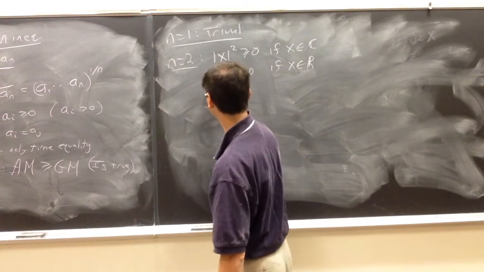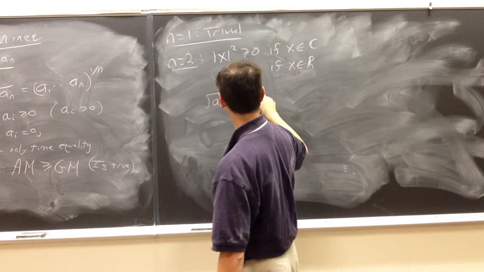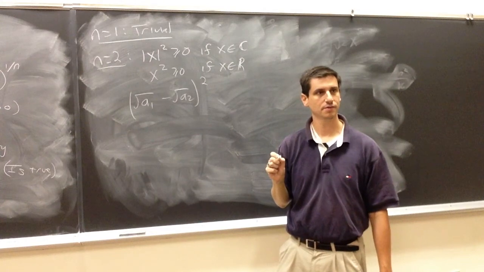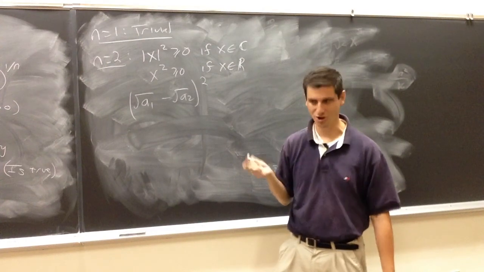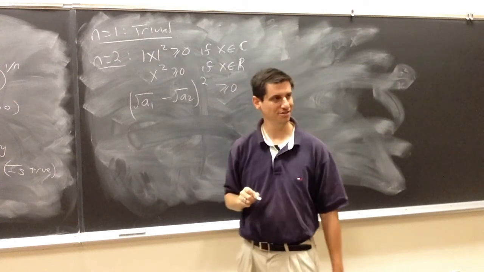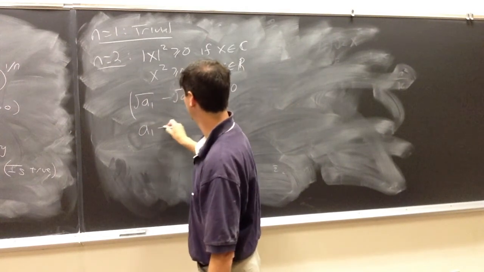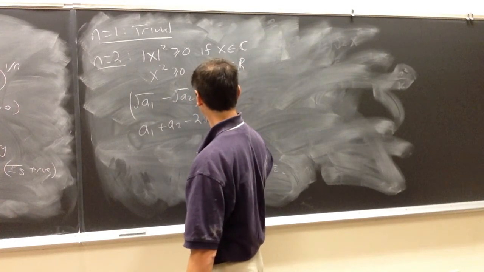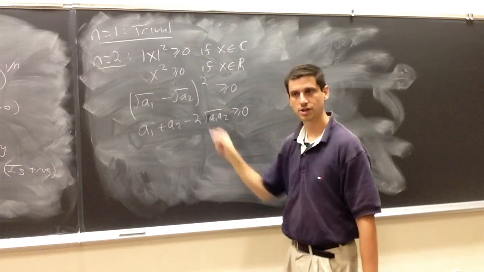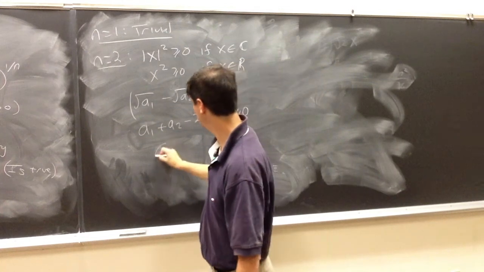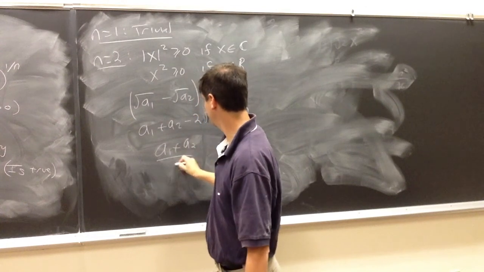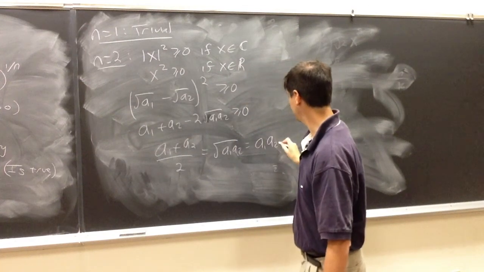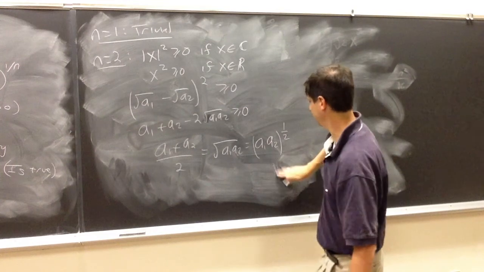So over here, if we look at the square root of a1 minus the square root of a2, what do you know about its square? It's not negative, right? So it's greater than or equal to 0. So now if we multiply things out, we get a1 plus a2 minus 2 square roots of a1 a2 is greater than or equal to 0. If I bring this over to the other side and I divide by 2, I get (a1 plus a2) over 2 is greater than or equal to the square root of a1 a2, or if I want to write it in a really pedantic manner, (a1 a2) to the 1/2.